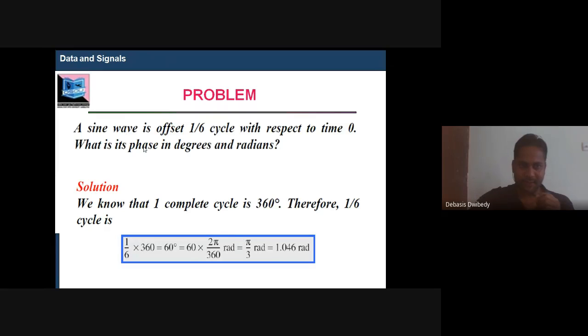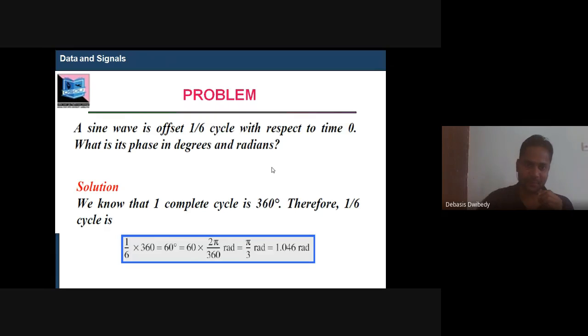Yahan pe problem diya gaya hai kya hai? Ki a sine wave is offset. Offset ka matlab phase shifting kya hai? Left of x axis. 1 by 6th cycle with respect to time 0. Okay, so 1 by 6th of the complete cycle is shifted to left of x axis. Okay, so pucha hai kya? What is its phase in degrees and radians?